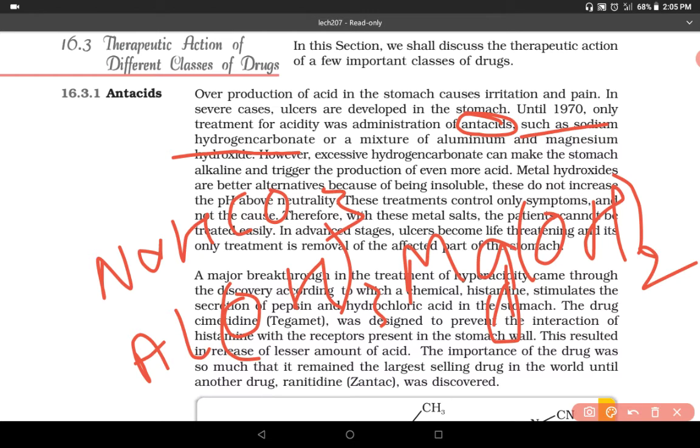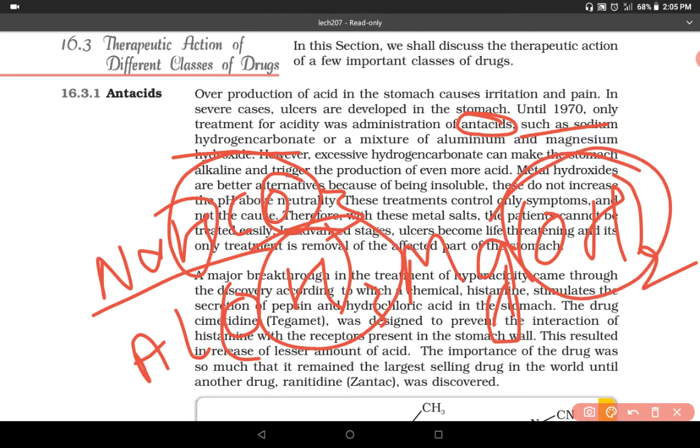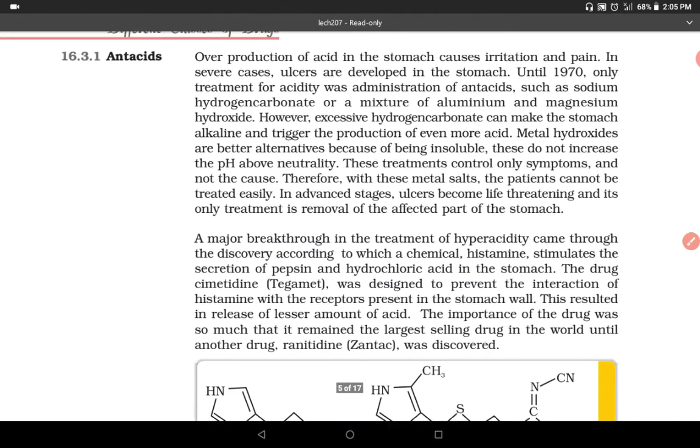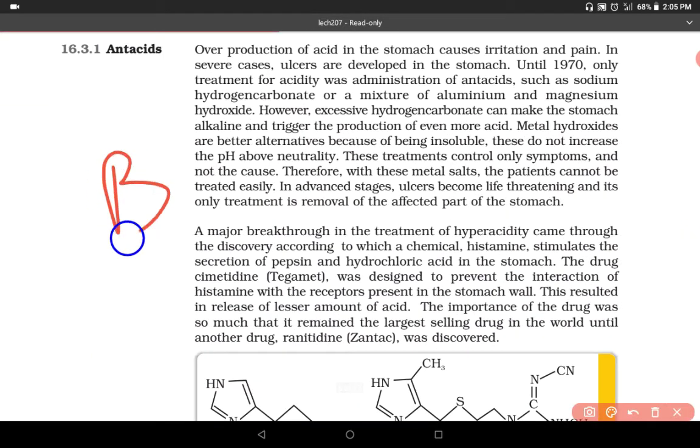Okay, this is the aluminum and magnesium hydroxide and NaHCO3. Here OH is common. Do you know what OH is? Yes, it's a representation of a base. What happens when a base reacts with an acid? Actually, when a base reacts with an acid, it gives salt and water.